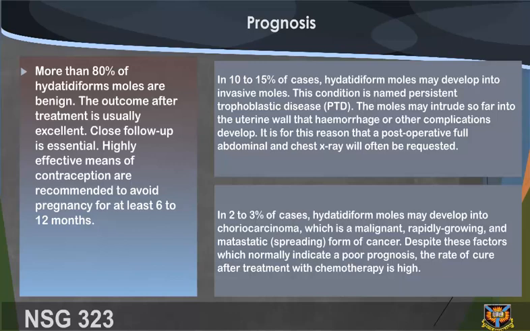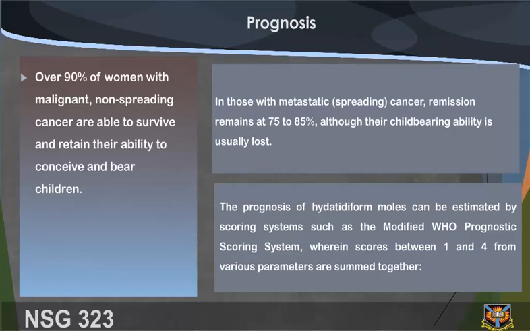Despite these factors, which normally indicate a poor prognosis, the rate of cure after treatment with chemotherapy is high. Over 90% of women with malignant, non-spreading cancer are able to survive and retain their ability to conceive and bear children. In those with metastatic spreading cancer, remission remains at 75 to 85%, although their childbearing ability is usually lost. The prognosis of hydatidiform moles can be estimated by scoring systems such as the modified WHO prognostic scoring system, wherein scores between 1 and 4 from various parameters are summed together.